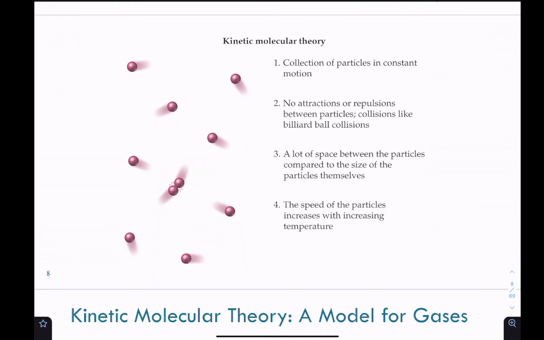So I'm standing in a bath of particles. They're pretty spaced out, which is why we can move around pretty freely. They're all traveling in straight lines, zipping around, bouncing off of everything. If it was warmer in here, those particles on average would be moving faster. So as we increase temperature, the particles move faster because they have more energy. All right, so we're going to use these four things together to explain all of these properties of gases.